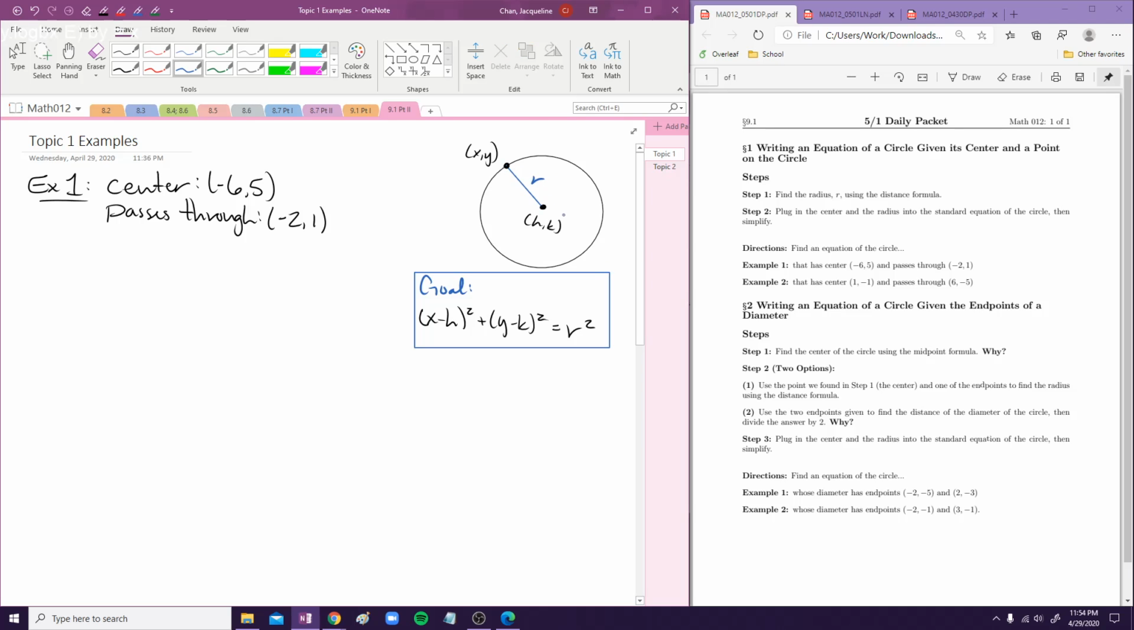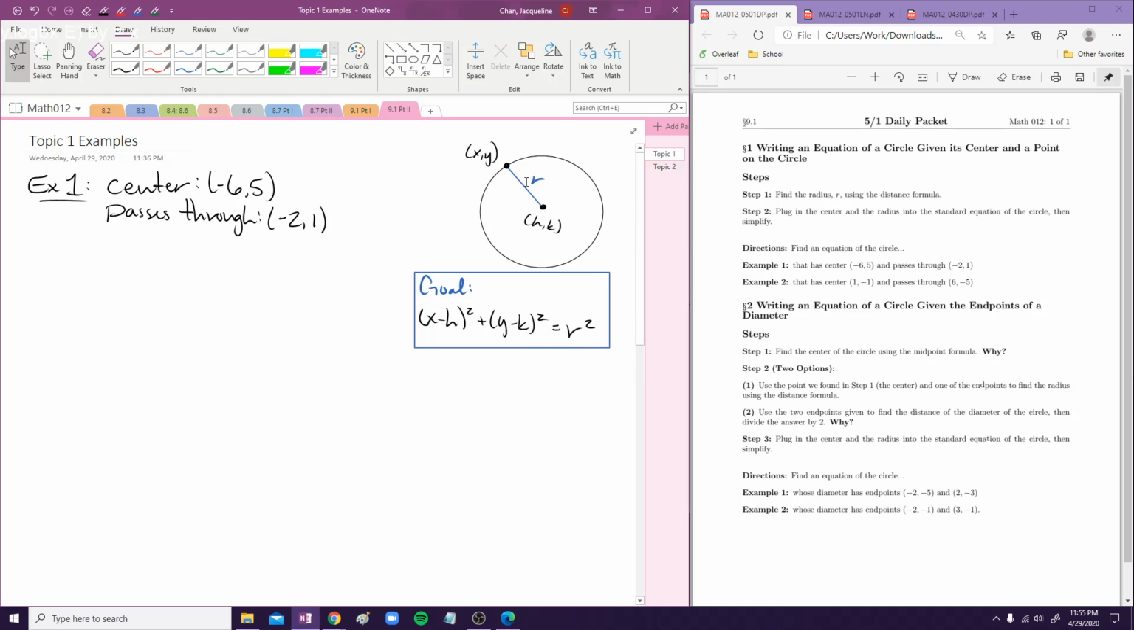this is r. So when we write an equation of a circle, what is our goal? Our goal is to make it look like (x minus h) quantity squared plus (y minus k) quantity squared equals r squared. So our goal is to make it look like the standard equation of a circle. We're given the center and a point, but what do we need in our equation? We need to know what r is.